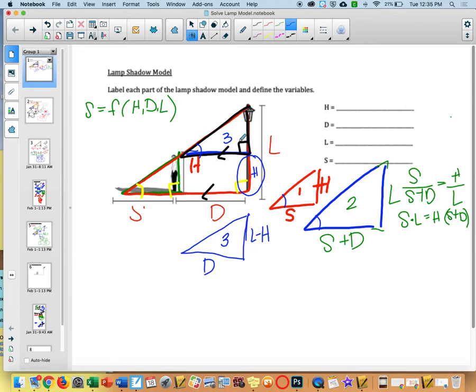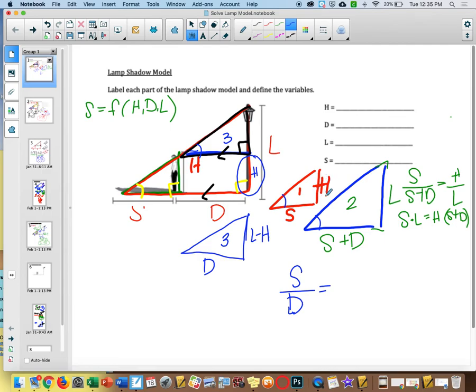So now, ladies and gentlemen, we have enough information to set up a proportion that only has one S in it. Let's set up a proportion with triangle 1 and triangle 3. So now, triangle 1 is S over what? S corresponds with? Over D. D. Hopefully you're following here. We have S over D equals? L minus H equals H.